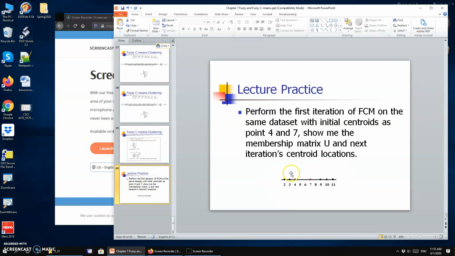I'm going to give you the same data set, but instead of the initial centroids in the example we used, which is 3 and 11, I want you guys to use the initial centroids with the values 4 and 7. So you use 4 as the initial centroid, and another cluster is for 7. So you still have 2 clusters with 7 data points. I want you to calculate the membership function, and I also want you to calculate the next iteration's centroid location. So prepare that one, and I want you to submit it through Blackboard.